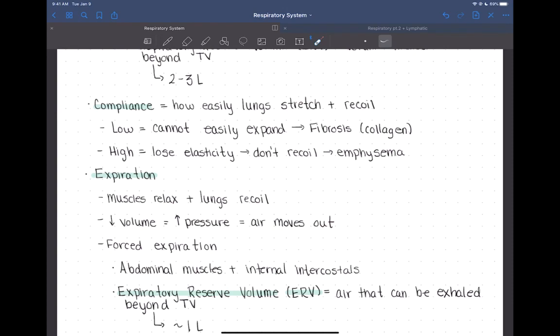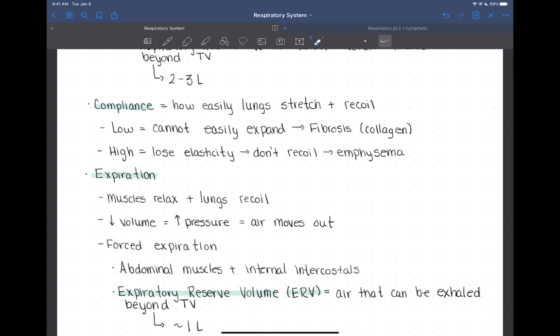And this can happen a lot of times with fibrosis, so collagen forming between those alveoli. Collagen does not stretch, right? So they can't expand very easily. So scar tissue and that kind of thing could cause this.